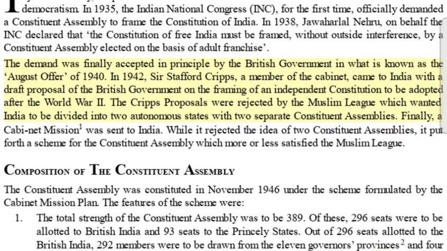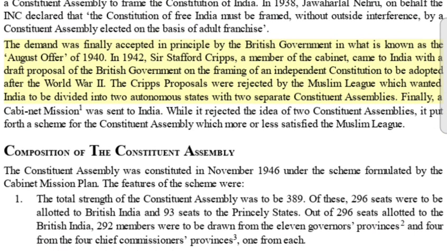The demand was finally accepted in principle by the British government in what is known as the August Offer of 1940. In 1942, Sir Stafford Cripps, a member of the cabinet, came to India with a draft proposal of the British government on the framing of an independent constitution to be adopted after World War II. The Cripps proposals were rejected by the Muslim League, which wanted India to be divided into two autonomous states with two separate constituent assemblies. Finally, a Cabinet Mission was sent to India. While it rejected the idea of two constituent assemblies, it put forth a scheme for the Constituent Assembly which more or less satisfied the Muslim League.